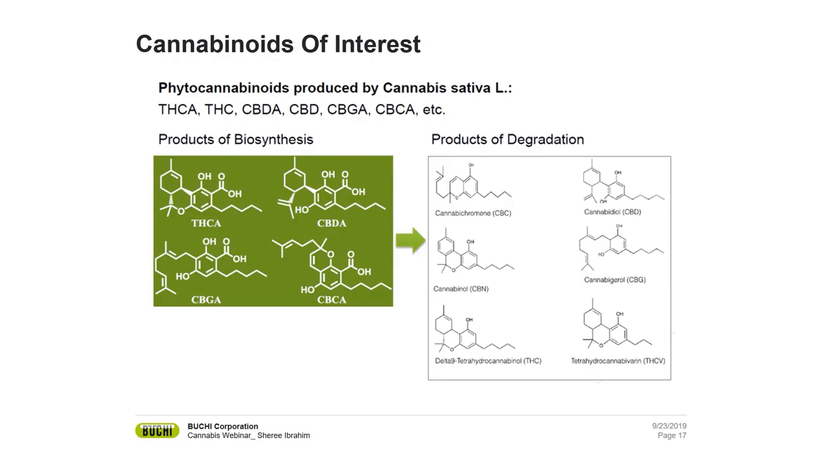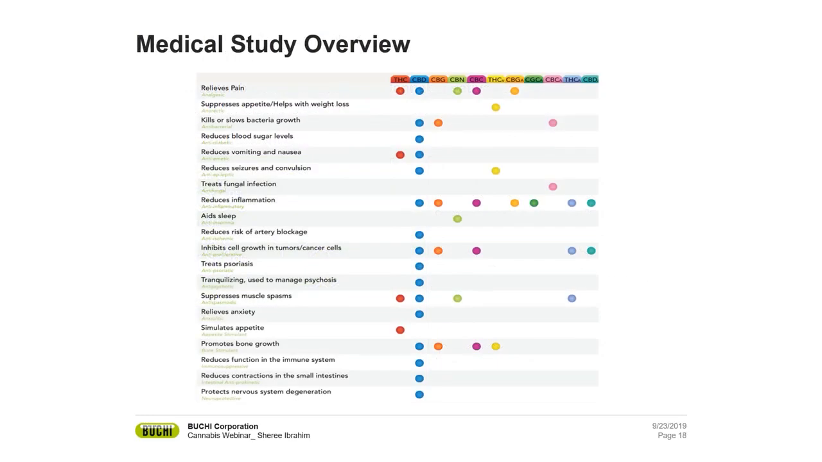Besides THC and CBD, there are other cannabinoids that are very interesting. For example, acid forms such as THCA, CBDA, CBGA. There are also other minor cannabinoids that have a lot of benefits, such as CBG, CBN. This is the medical study overview of different cannabinoids. In blue, you will find the benefits of CBD, such as it relieves pain, anxiety, while other minor cannabinoids offer treatment for different applications. CBN, for example, aids in sleep, while CBG promotes bone growth.